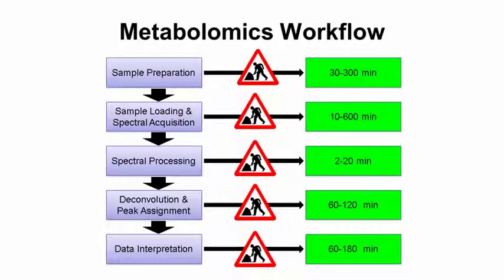If you look at the general metabolomics workflow for NMR, there are tasks related to sample preparation, tasks for sample loading and acquisition, tasks for spectral processing, deconvolution and peak assignment, and data interpretation. Depending on whether you do 1D or 2D NMR, and whether you have complex samples, each of these can take anywhere from a few minutes to up to 10 hours. So what you're trying to do, at least looking at the workflow, is to see if you can speed up the sample prep and sample loading, simplify or speed up spectral processing, and improve or accelerate deconvolution and data interpretation.